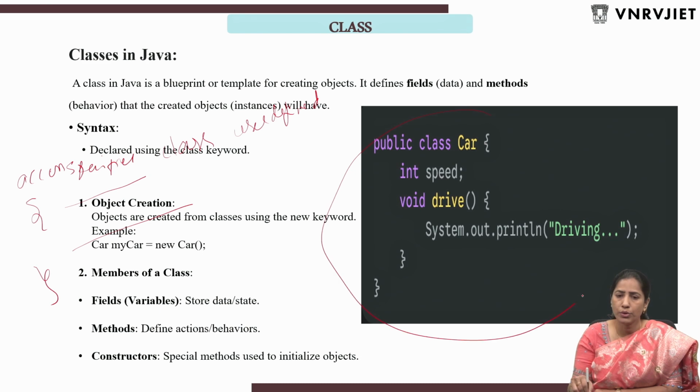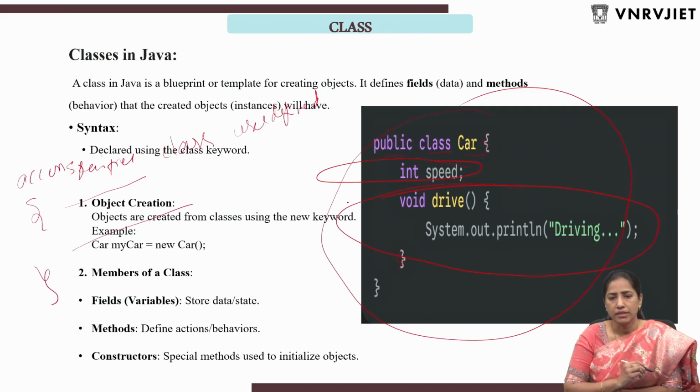Here is an example. You can see this example. Here I have taken the access specifier public. Here I have taken the keyword class. Here I have taken a user-defined name, Car. Here I am creating a Car class. So this opening and closing brace indicates the class block. The class block has the int speed, and the class block also has the drive method. Here, if you see, the drive method is defined.